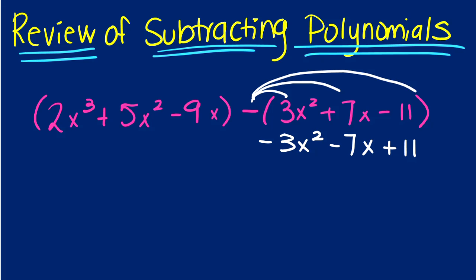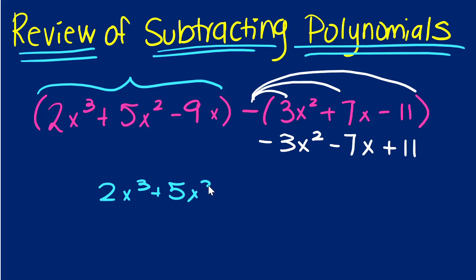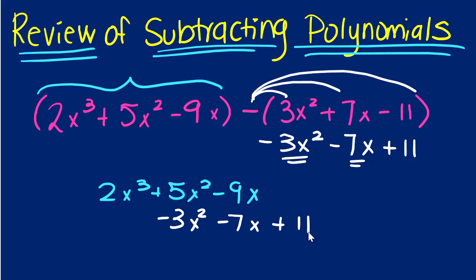Okay, now let's start rewriting the question. So we've got what we have first in our first polynomial here. We have 2x cubed plus 5x squared minus 9x. And in our second polynomial, we want to line up the things that are like terms. So we've got a negative 3x squared that we're going to write under the 5x squared. We've got a negative 7x to write under our negative 9x. And we've got a plus 11 just kind of hanging out here on the outside because the plus 11 doesn't line up with any of the terms from the first polynomial.